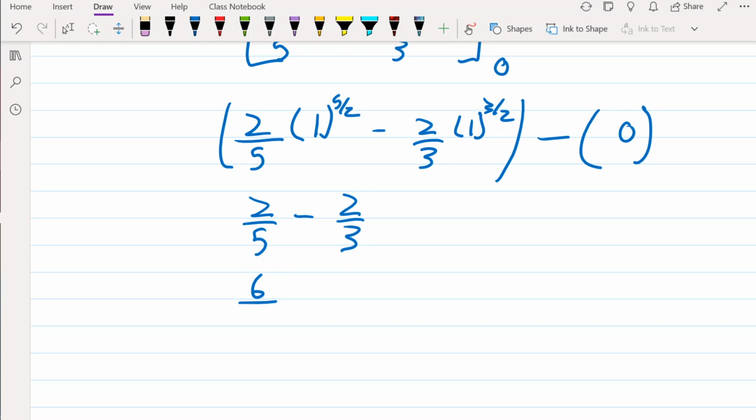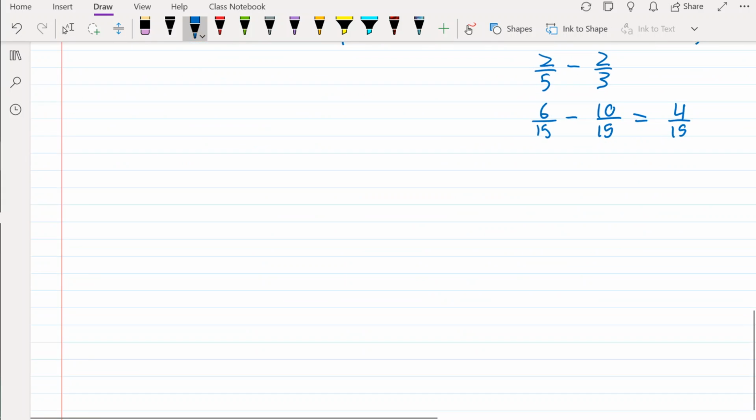6 over 15 minus, and then on this side we'll just multiply by everything over 5, 10 over 15, and we will get 4 over 15.